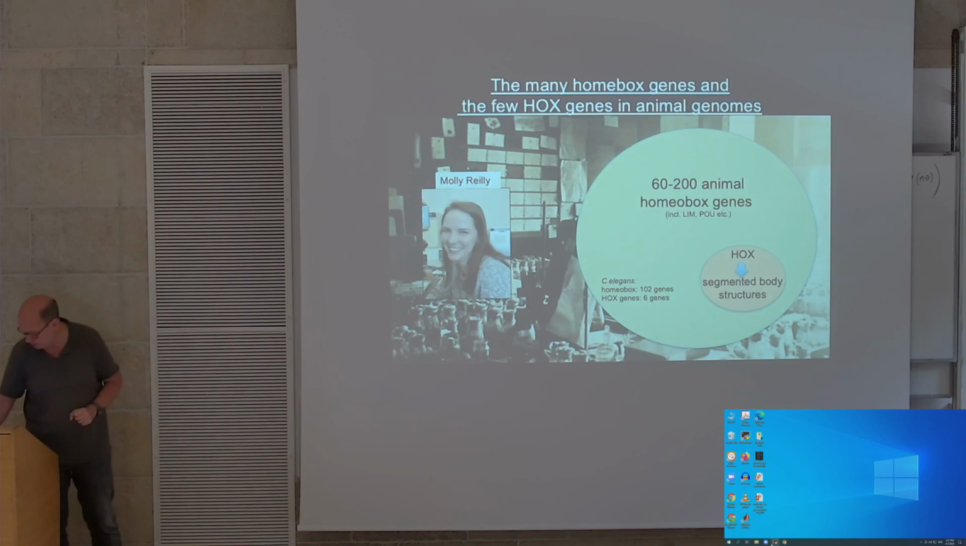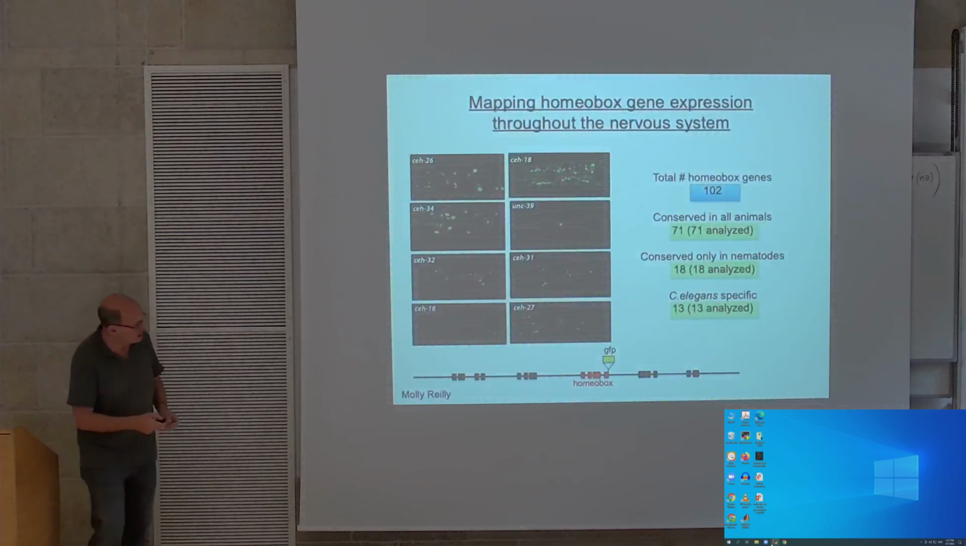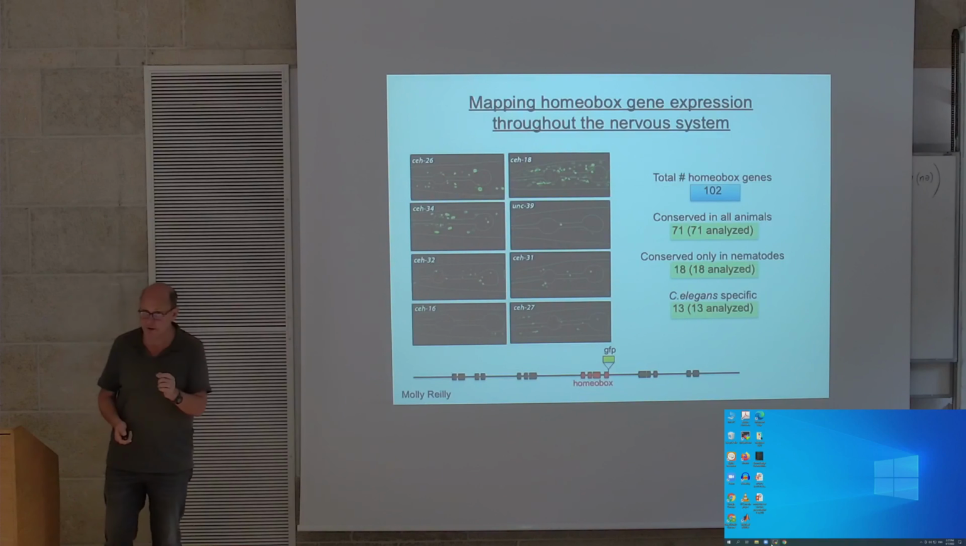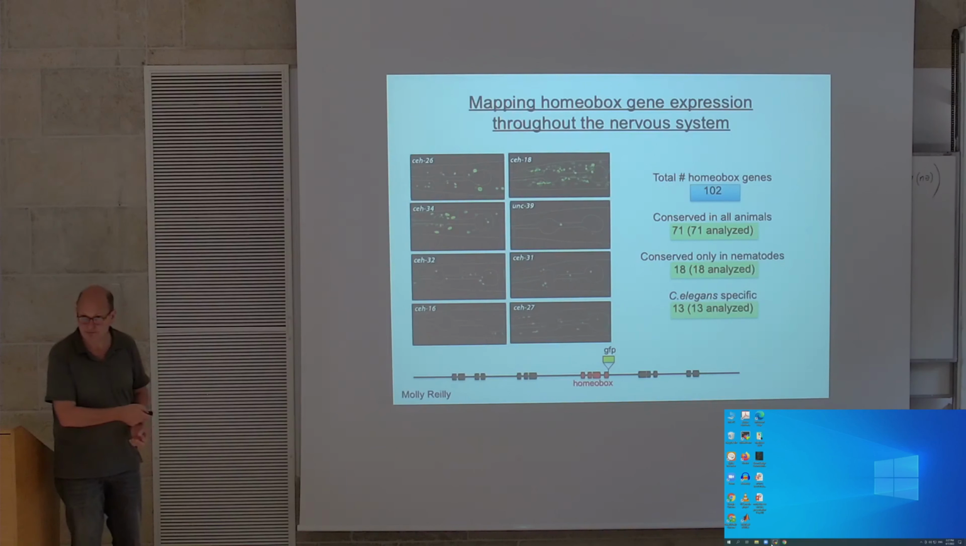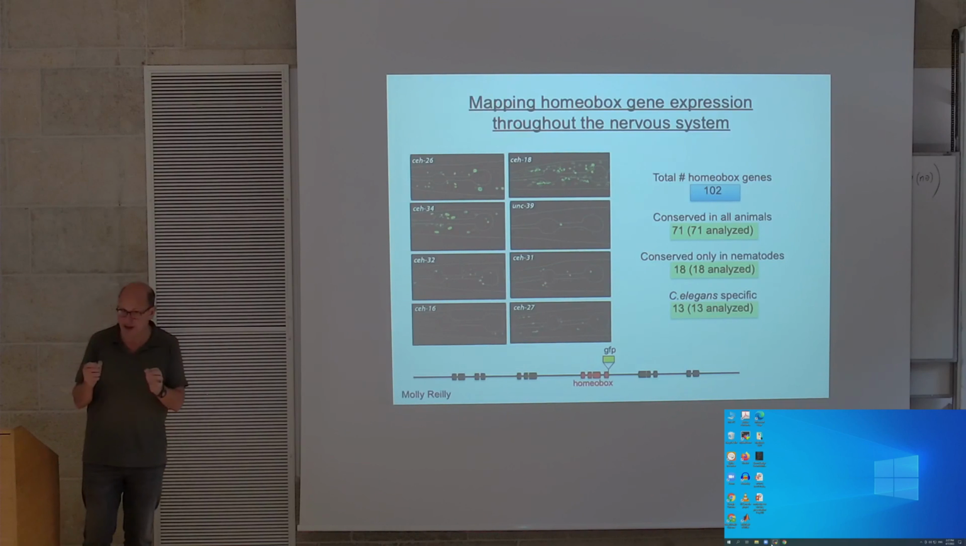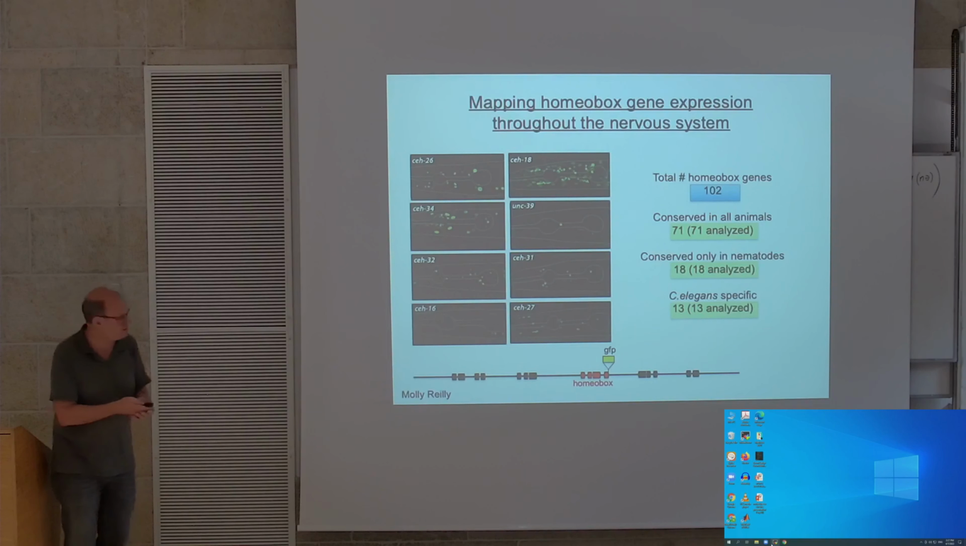And what she did, to address this question, she took every one of the 102 Homeobox genes, tagged them with GFP, and then looked where these genes are expressed. And I want to sidetrack a little bit into the technology here, because this is going to show something that's actually aesthetically quite pleasing and beautiful. Let me set up the problem first.